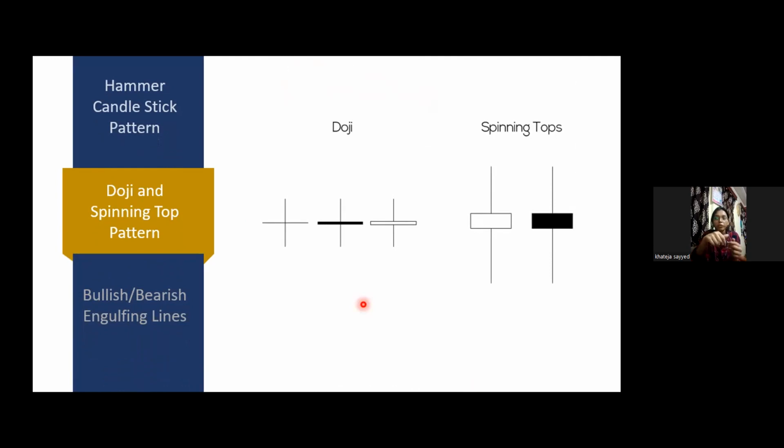It's like a tug of war where neither of the teams wins. These patterns can signal a potential change in direction as the market hesitates between moving up or down.